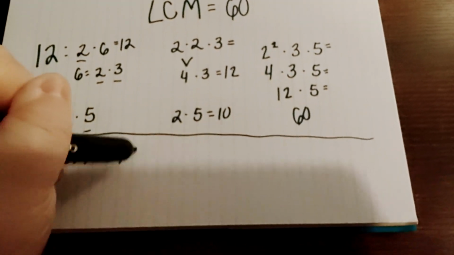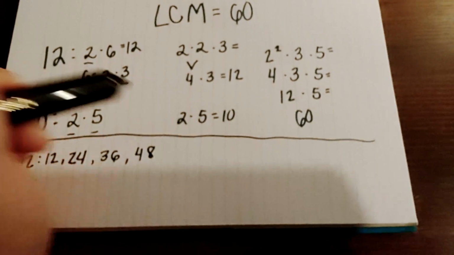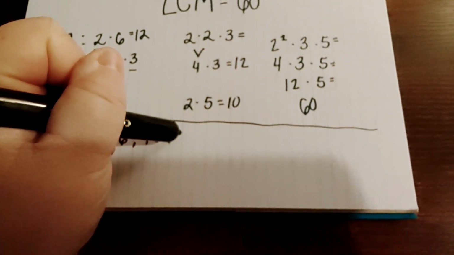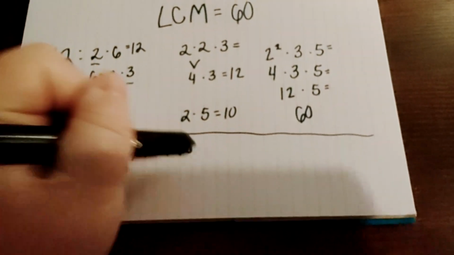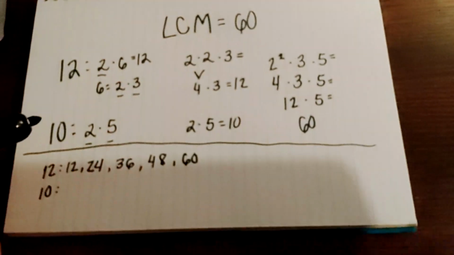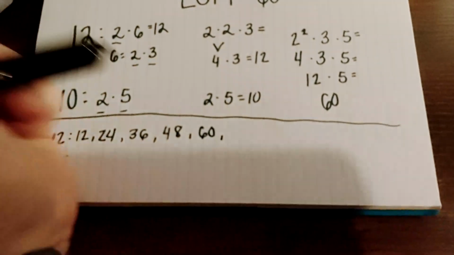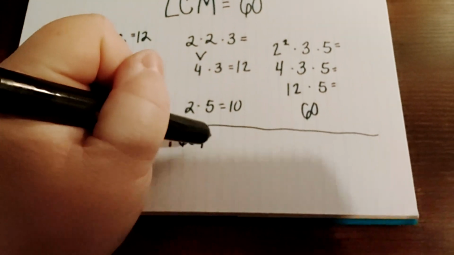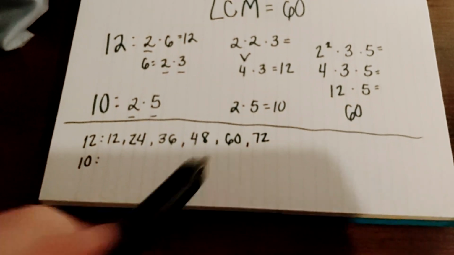12 times 4 is 48. 12 times 5 is 60. Oh, wait, that's right, but let's do one more just to be safe. 12 times 6 is 72. I like that we found 60 there.